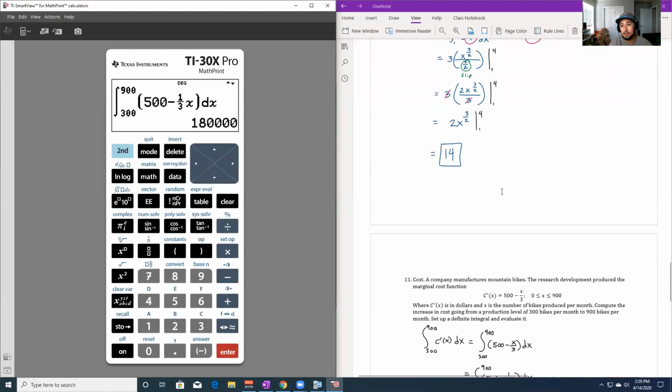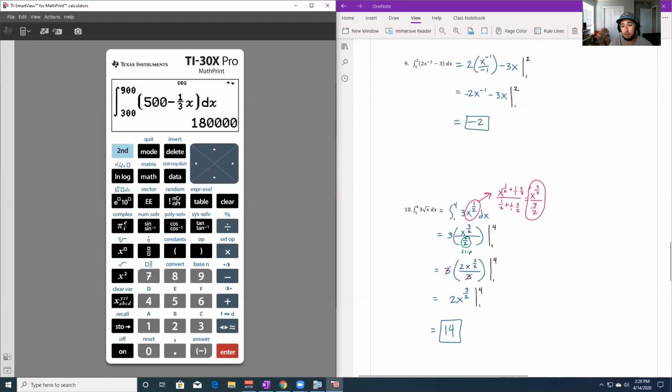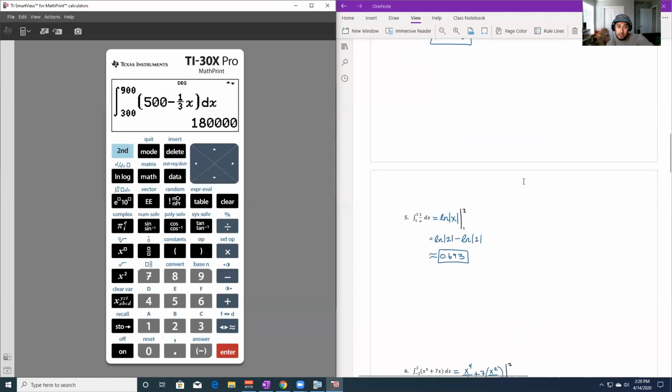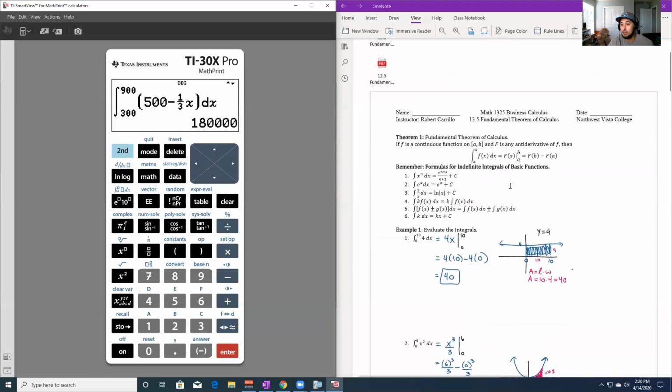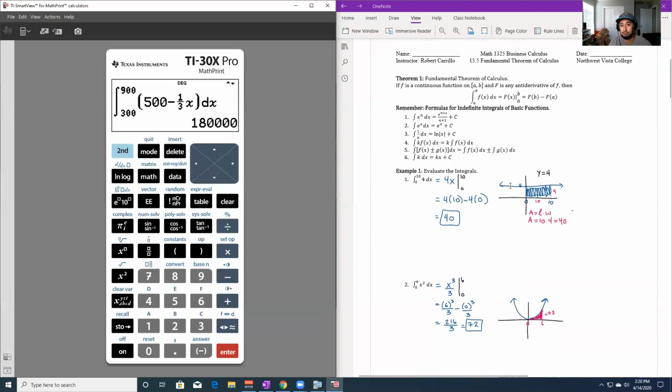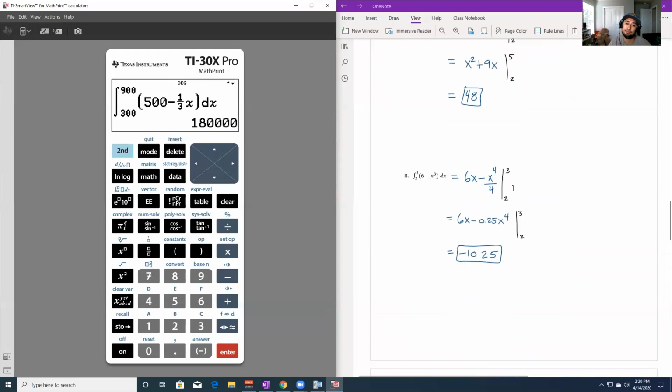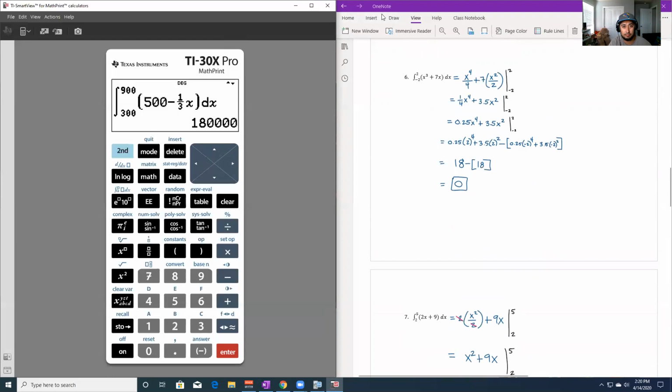Okay, that's it. That is the evaluation theorem for the fundamental theorem of calculus. So we know how to do antiderivatives already, but now we are just evaluating those antiderivatives. All right, that is it, y'all.